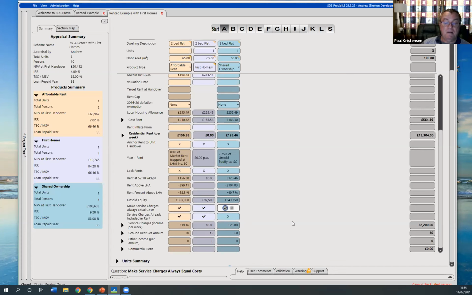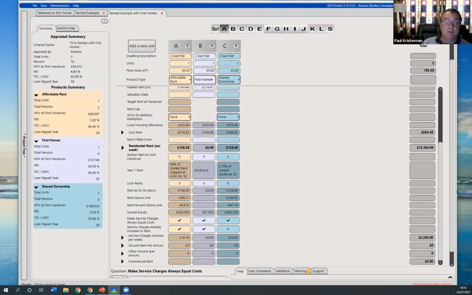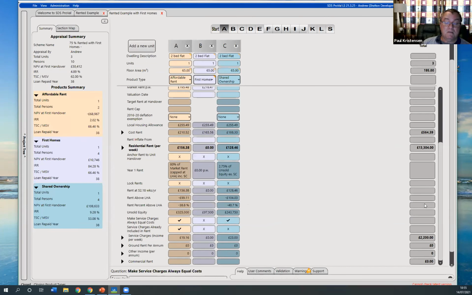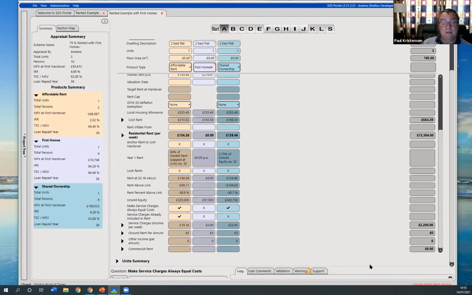Affordables that would be included in the rent. The first homes is irrelevant, so you can leave that. I would leave those both at nothing, just to show that they are different, because there's no recovery of any estate charges and everything else, which are outside the realms of the sale.